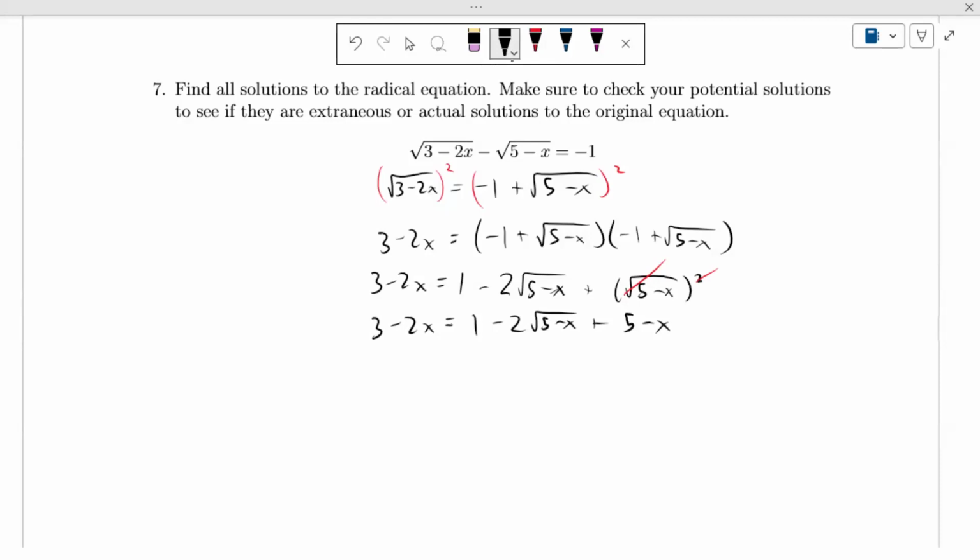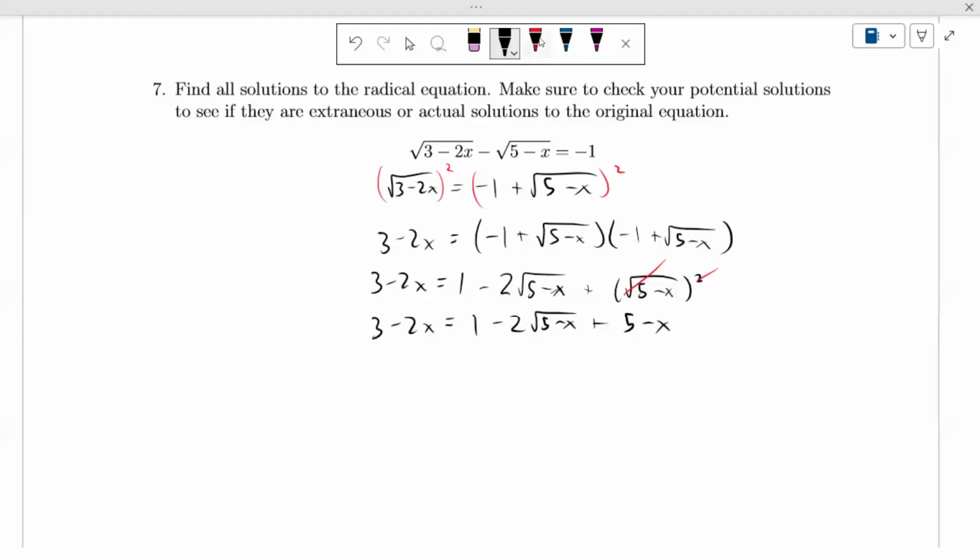Any questions at all? Yeah. That 2 square root of 5 minus x, right?